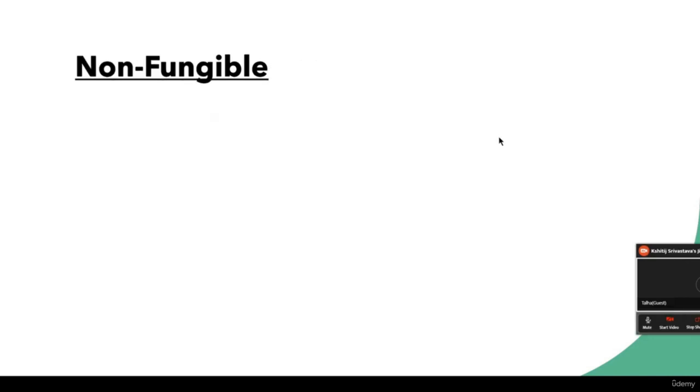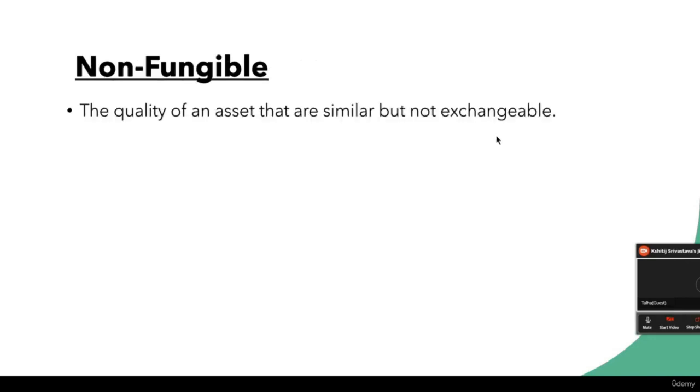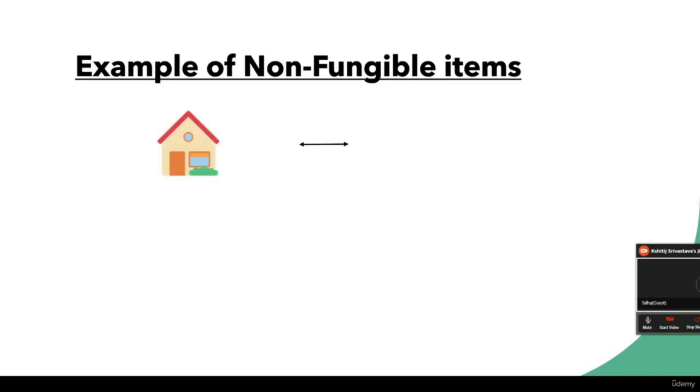Now what are non-fungible tokens or non-fungible items? So opposite to fungible, everything that is similar but not exchangeable is non-fungible item. Let us see some examples of non-fungible items. Like here we have two houses. Both houses are used for living, but we cannot exchange these houses. This is because they can have different construction, different size, or different area where they are built. So the actual value of both these items will be different.